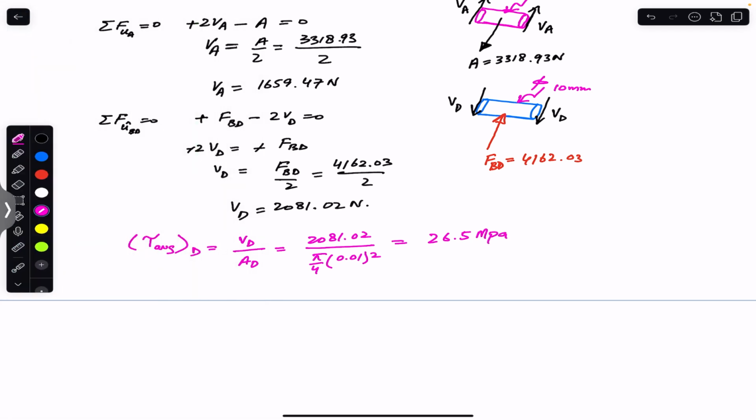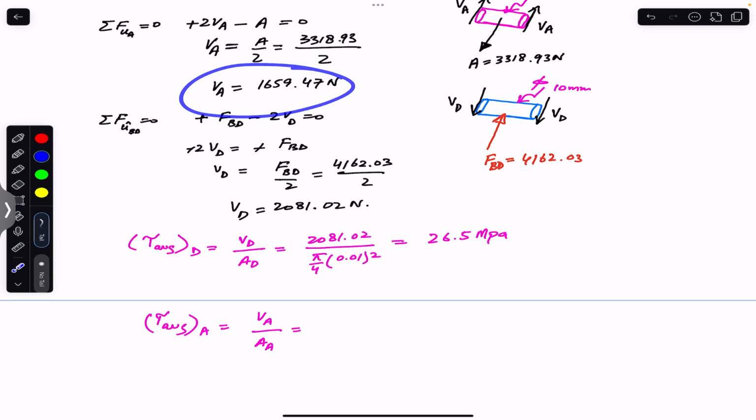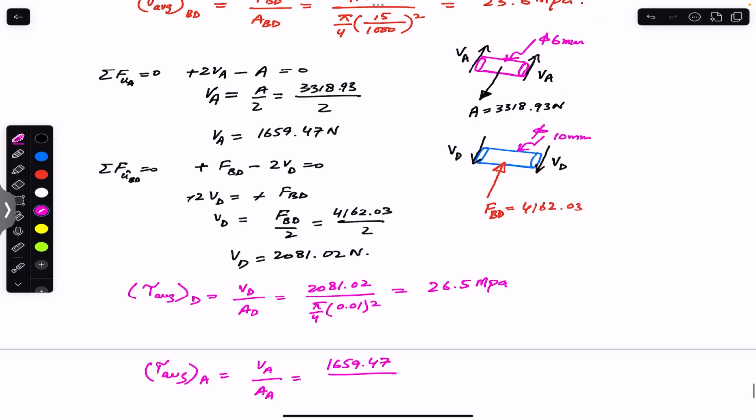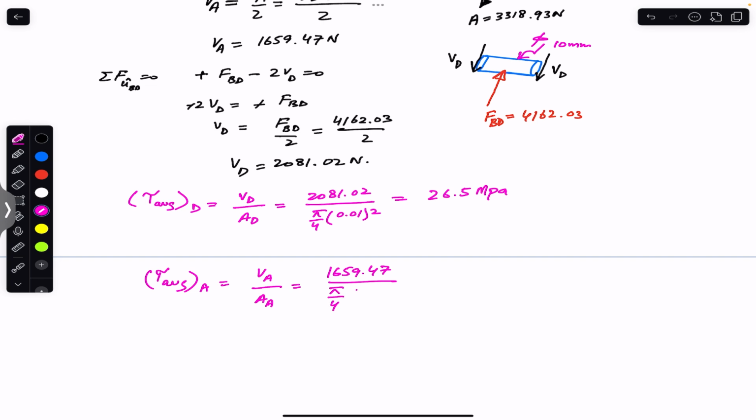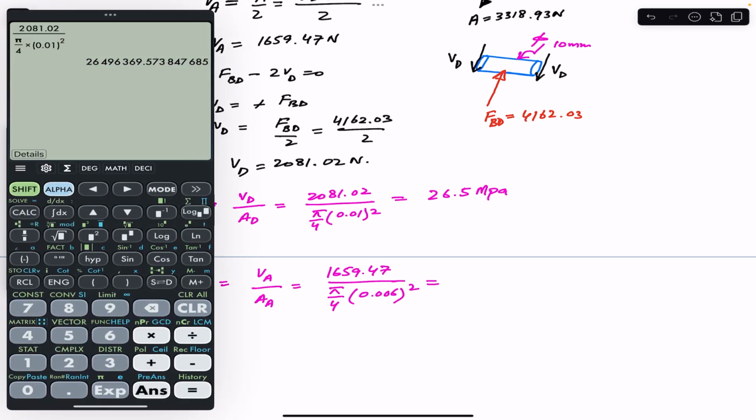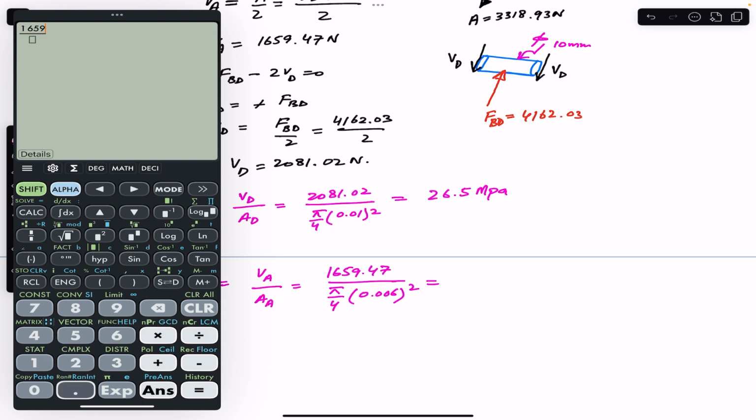megapascal. Similarly, the average shear stress in pin A will be equal to VA divided by the area of pin at A. VA is 1659.47, divided by the area of pin A. The diameter of pin A is 6 mm, so we will have pi divided by 4 times 0.006 squared. So 1659.47 divided by pi divided by 4 times 0.006 squared gives us 58.69, or we can say 58.7 megapascal.